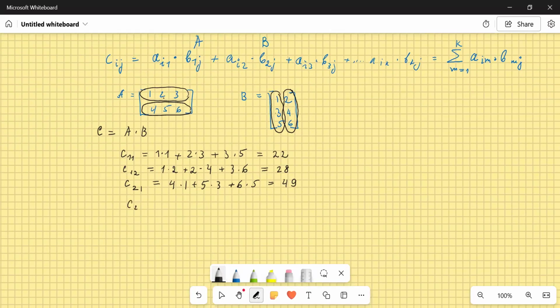And the last element, C22, that's the second row by the second column. 4 by 2 plus 5 by 4 plus 6 by 6. So we have 8 plus 20, 28, and 36. So we have 64, right? 64. Hopefully I'm not missing anything.